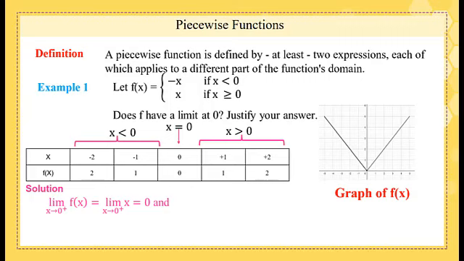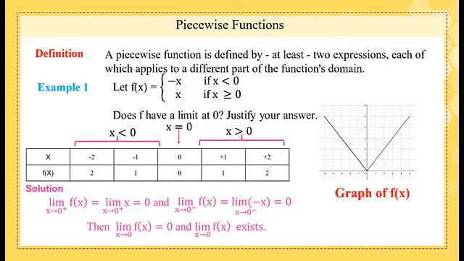The limit of f of x as x tends to 0 plus. Since 0 plus is greater than 0, we find the limit of x as x tends to 0 plus, which is 0. And to find the limit at left as x tends to 0 minus, and 0 minus is less than 0, we take the limit of minus x, which is minus 0, which is 0. In this case, the limit of f of x equals 0 as x tends to 0, so we say the limit of f of x as x tends to 0 exists.